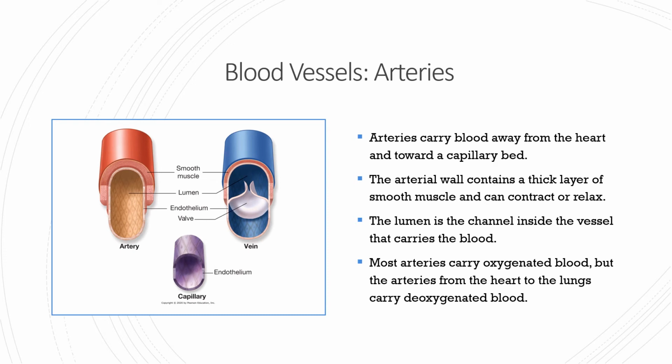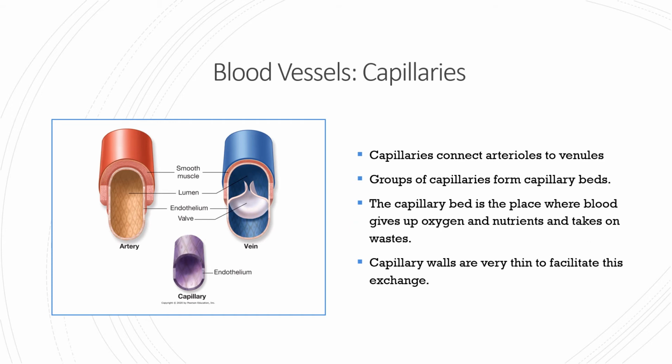Starting with arteries, arteries carry blood away from the heart and towards a capillary bed. The arterial wall is a thick layer of smooth muscle, and this can actually relax and contract, and that's what changes blood pressure. The lumen is the channel inside the vessel, and that's what carries the blood. Most arteries carry oxygenated blood because they're pulling blood away from the heart, but the arteries from the heart to the lungs carry deoxygenated blood because that's where it receives its oxygen. After the arteries, you have what's called arterioles, which are just smaller forms of arteries.